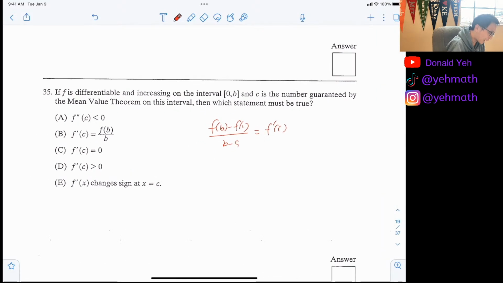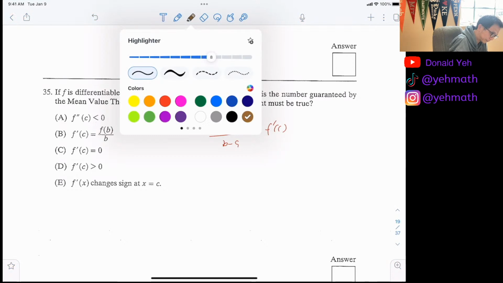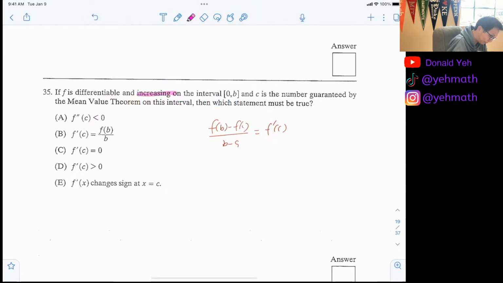Okay, so they have to be continuous and differentiable in order for the mean value theorem to work. Now also underline increasing. It has to be differentiable, and because it's differentiable, it is continuous. That means there is no sharp turn. There is no cusp. It's smooth.